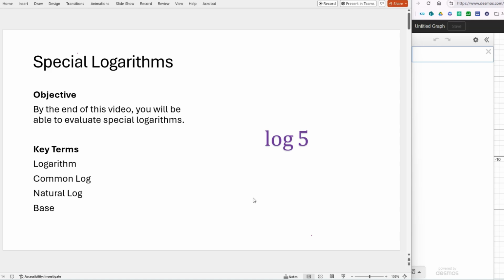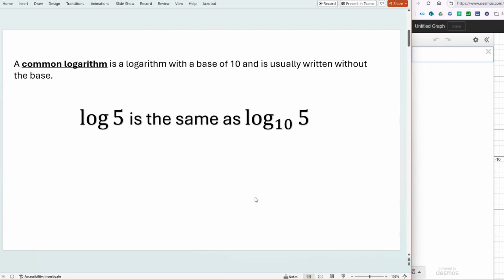So in this video, we're going to talk about how to evaluate special logarithms. The first type of special logarithm we're going to talk about is the common logarithm. That is a log that has a base of 10 and it's usually written without the base. For example, if you see the log of 5 just written like that without a base, that's basically talking about the log base 10 of 5.